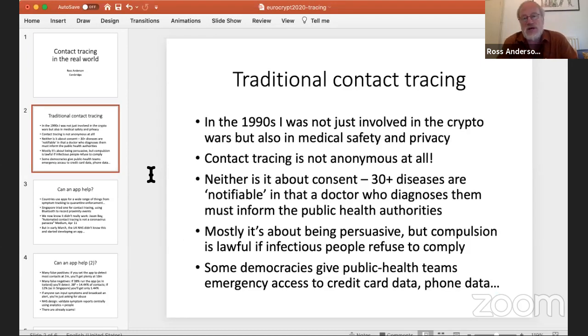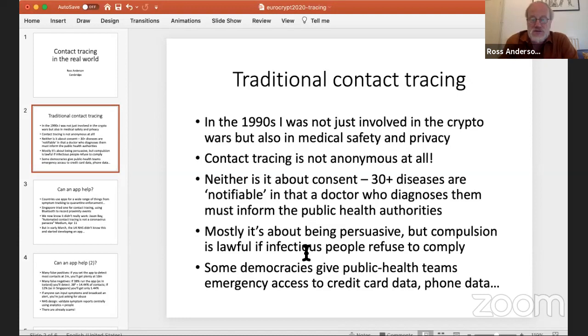Now, traditional contact tracing is something I already knew a bit about, because back in the 90s, I was involved not just in the crypto wars and in producing an AES candidate algorithm, but also in medical safety and privacy. In fact, 25 years ago, I was busy writing the BMA's Blue Book, Security and Clinical Information Systems. And something that you know if you've been involved in this, and I've tried to get crypto and security people interested in clinical stuff for years, is that contact tracing isn't anonymous at all. In fact, it's the very opposite, and it's not about consent either.